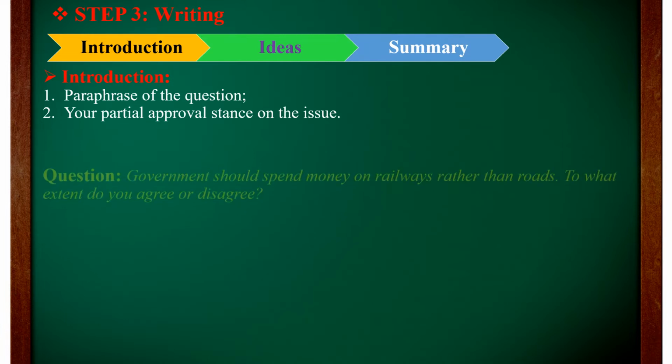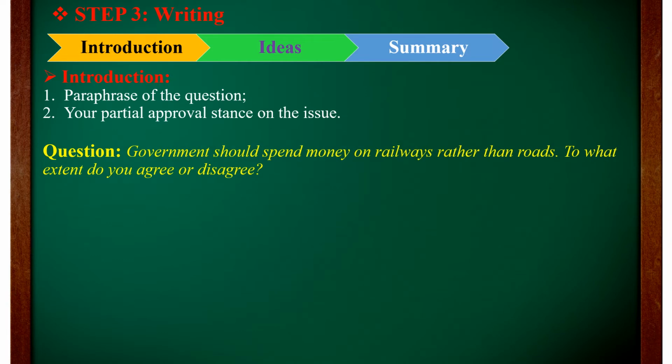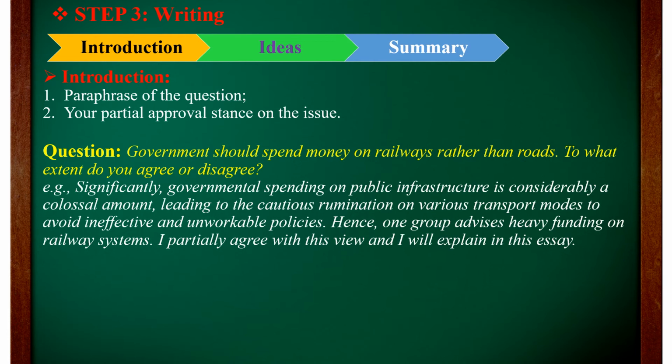The question is, the government should spend money on railways rather than roads. To what extent do you agree or disagree? So how did I write the introduction? I wrote my introduction as: significantly governmental spending on public infrastructure is considerably a colossal amount, leading to the cautious rumination on various transport modes to avoid ineffective and unworkable policy. Hence, one group advised heavy funding on railway system. I partially agree with the view, and I will explain in the essay.